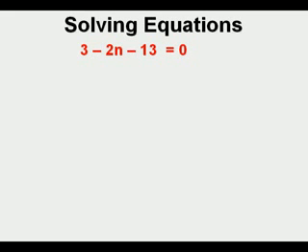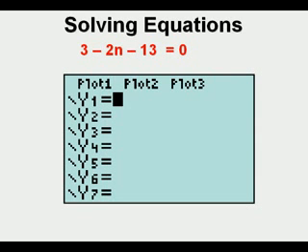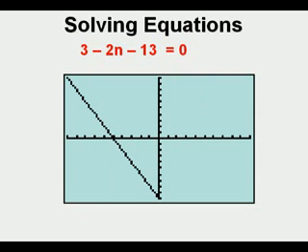We press the y equals key so we can enter our equation. We need, however, to change the n to an x for it to work here in the function editor. So here it is entered in y1. We have 3 minus 2x minus 13. We graph by pressing graph or zoom 6 if we want to get a standard window. We see the x-intercept here.